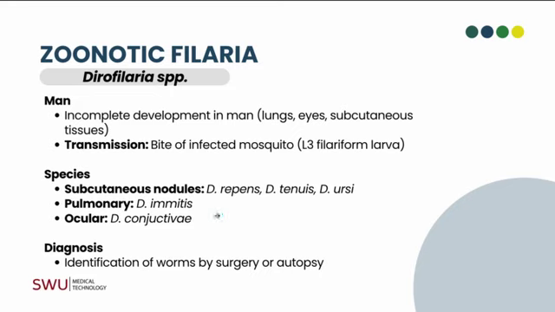For its diagnosis, the identification of adult worms is important through surgery and autopsy because microfilariae are not found in the blood or tissue. For the treatment, that is also surgical removal of adult worms because no chemotherapeutic agent is effective for Dirofilaria species. And that is the end of our discussion.